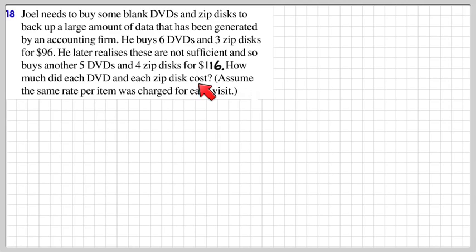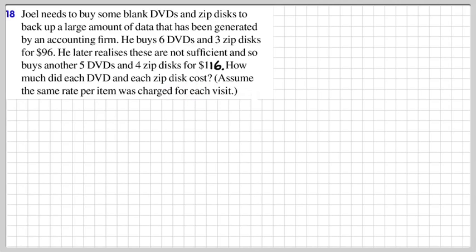That's what you have to assign your variable names to, right? We assume that when he went back the second time they cost the same amount, otherwise the store is ripping us off. Now, do you get it? Come on, reread the question. What are we trying to find? How much did each DVD cost, and how much did each zip disk cost, right?